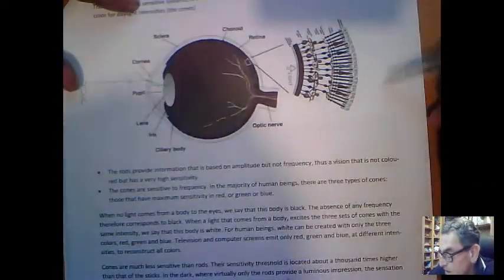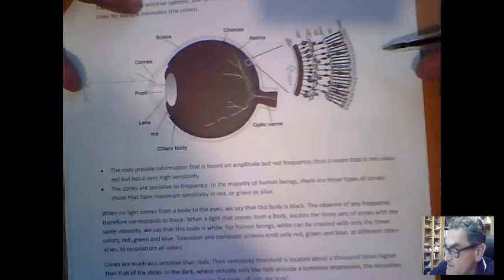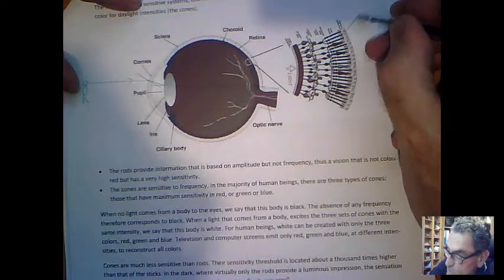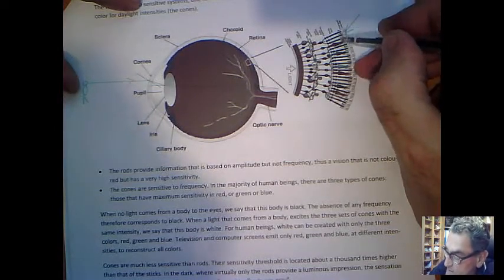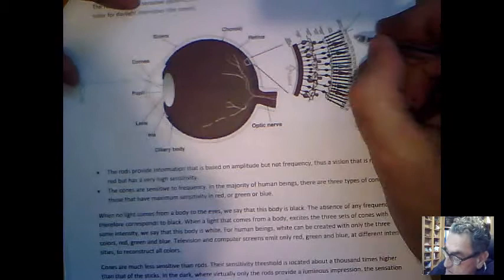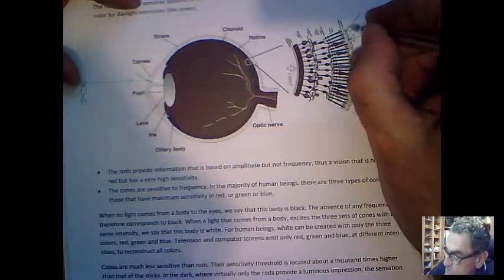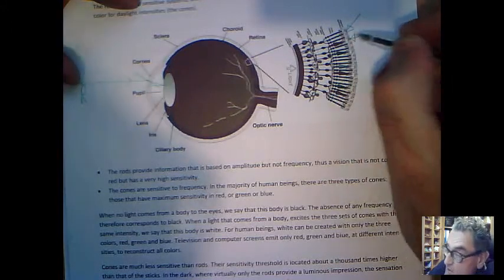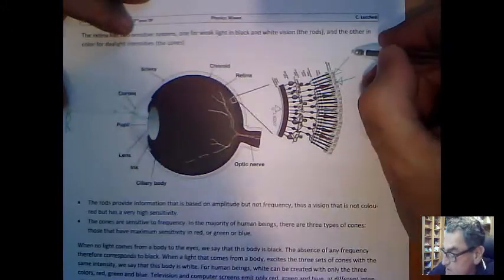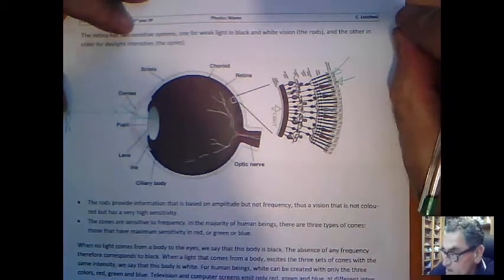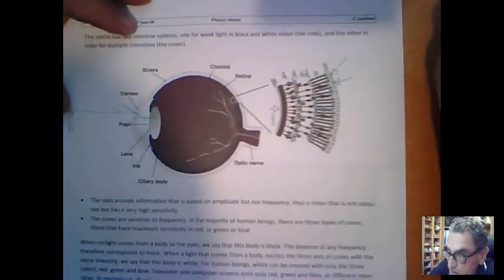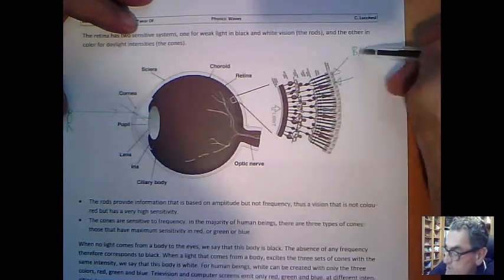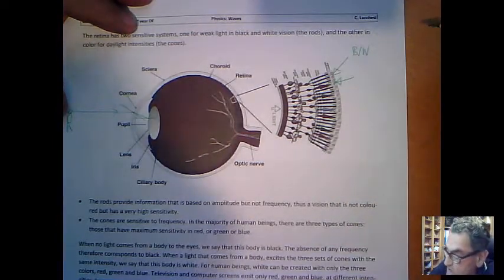And then in the back of the eyes you have these cells which are sensitive to light. You have two types of cells. You have the rods and the cones. The rods are these things here, these long things, les bâtonnets in French. These are very sensitive, but they are not sensitive to frequency. So that means they can see only in black and white, but they have a high sensitivity.